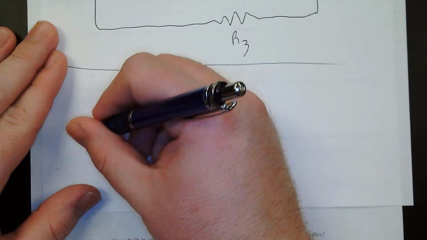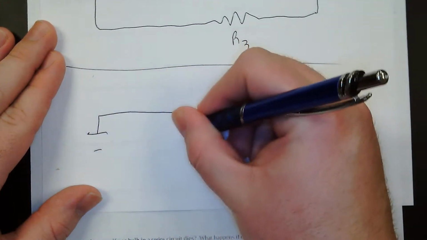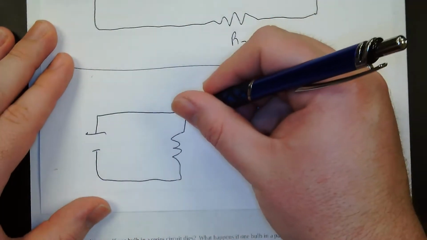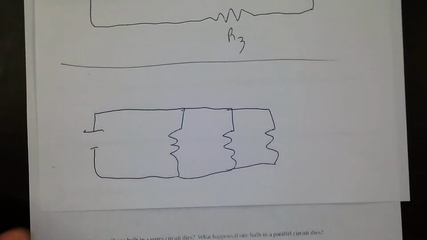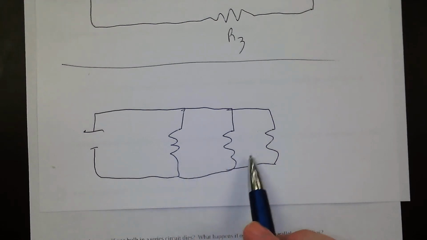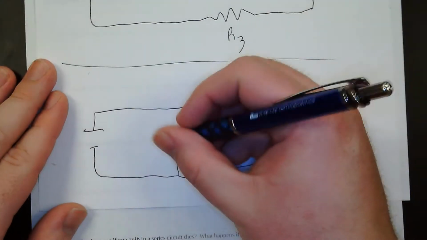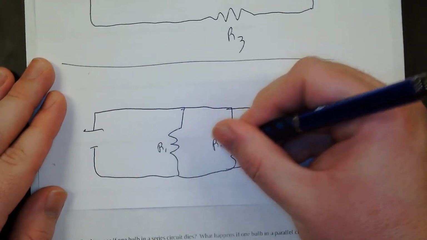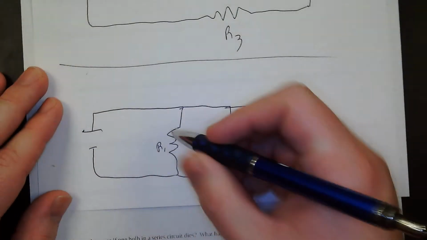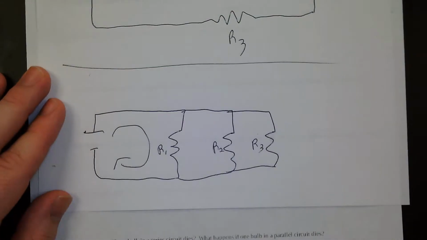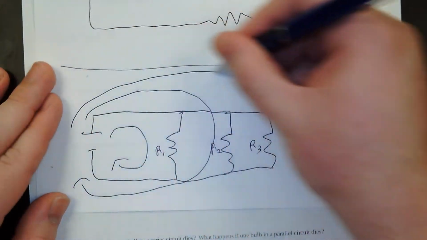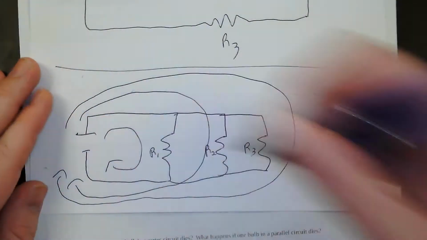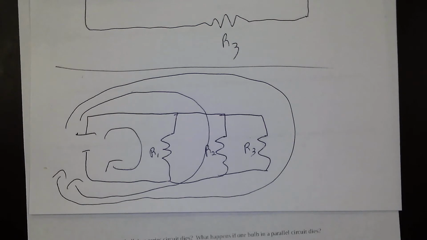That's a series circuit. A parallel circuit would look something like this. We'll do 3. We still have 3 resistors, but these are now in parallel. There's multiple paths for the current to take. We can have the current going in a loop like this around here. It can go in a loop like this around there, or it can go in a loop all the way around through resistor 3. There's multiple separate pathways for that to go.